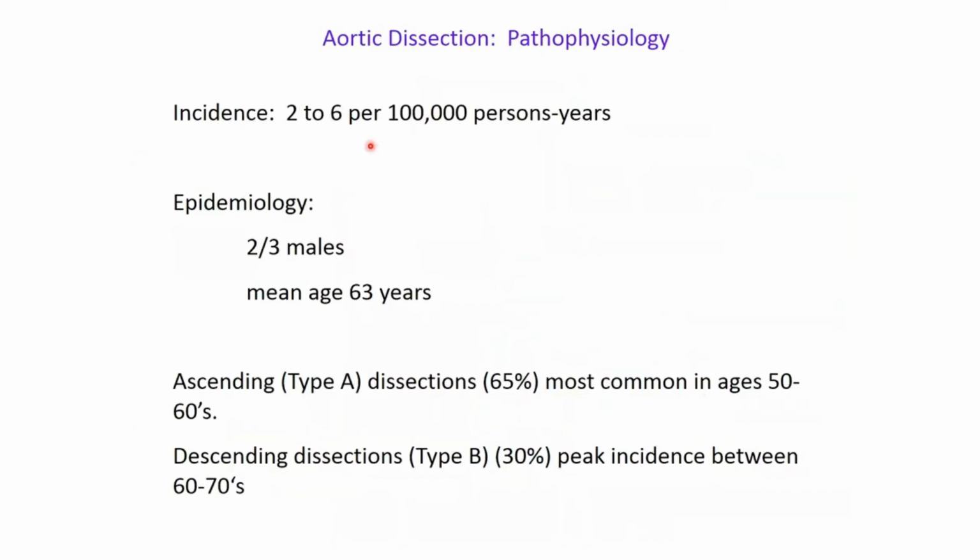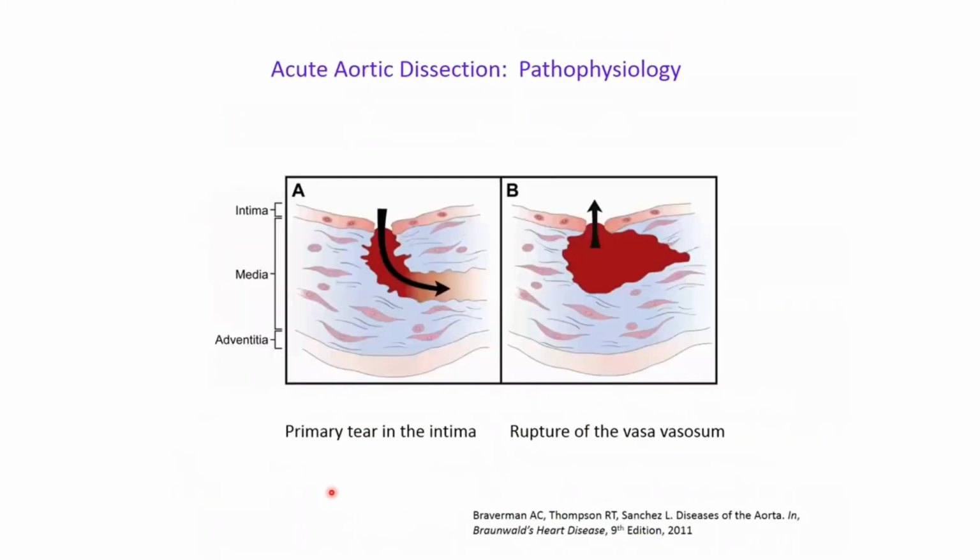Incidence is about 2 to 6 per 100,000 patients, and two-thirds are male with a mean age of about 60 to 65 years old. Type A dissections are more common and more commonly affect 50 to 60-year-olds, whereas type B dissections occur a little later in life and are more often related to hypertension and atherosclerosis.